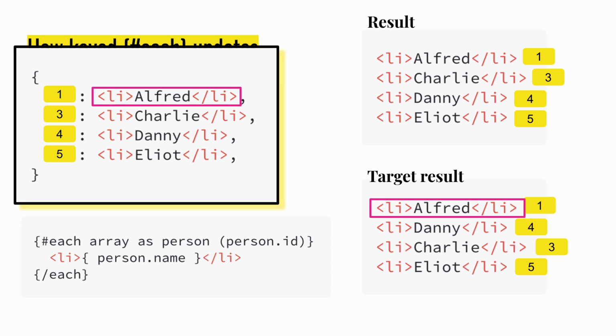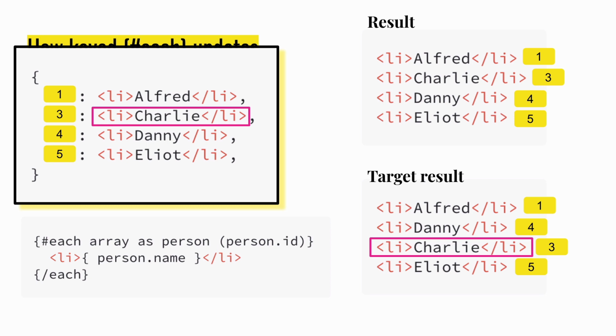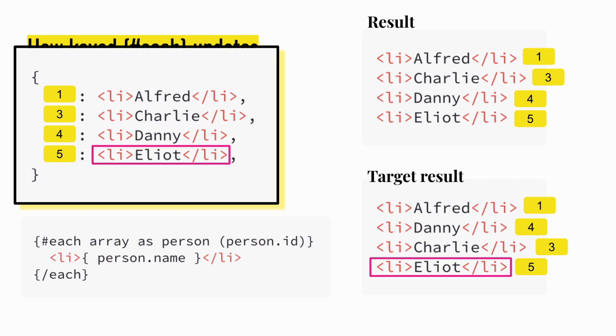And we go through each of the keys by looking at the elements, finding the key, whether key number 1 exists in the mapping, it does. Content, Alfred is the same. Okay, we move on. Key number 4 exists in the mapping. Content is Danny, the same. Key 3, Charlie, the same. We don't have to update anything. Elliot, key number 5 is Elliot, and we have key number 5 in the mapping, and Elliot is the same. We don't have to update anything.